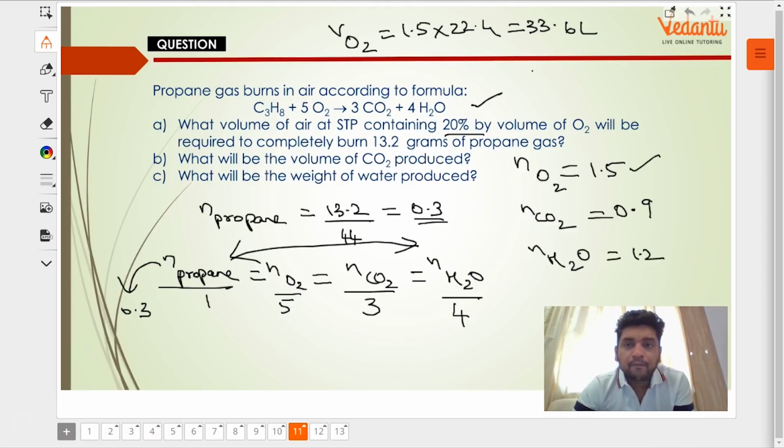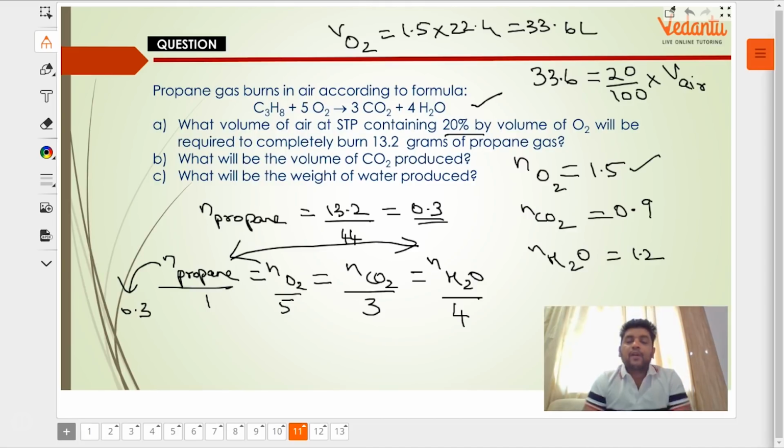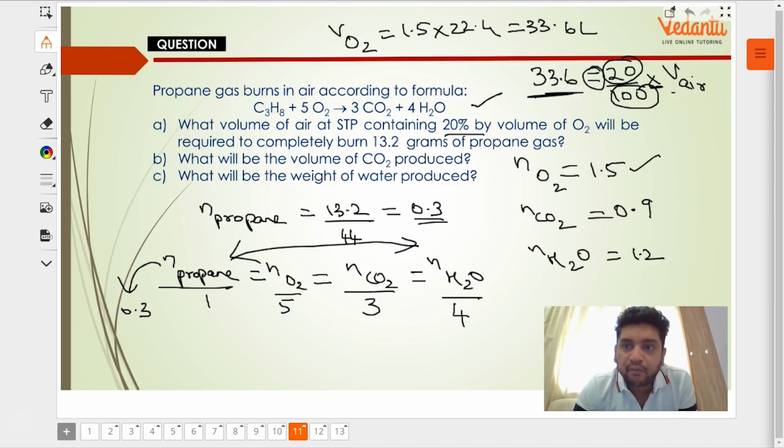So what do you know? Volume of oxygen is 20% of volume of air. Okay, so what did I do? I converted this statement, English verbal statement, into mathematics. Volume of oxygen is 20% of volume of air.